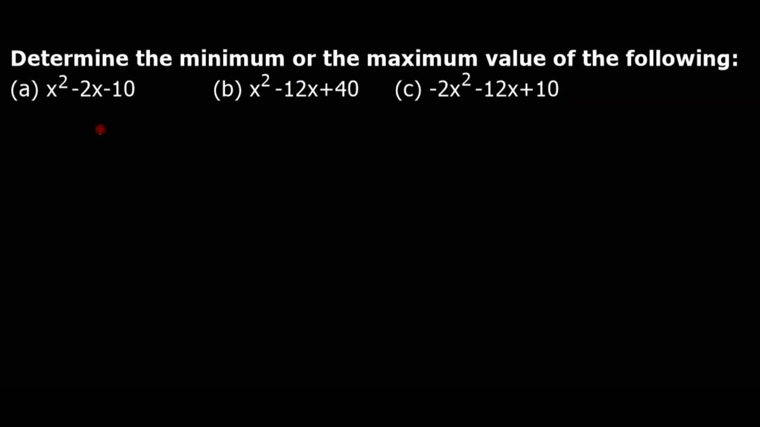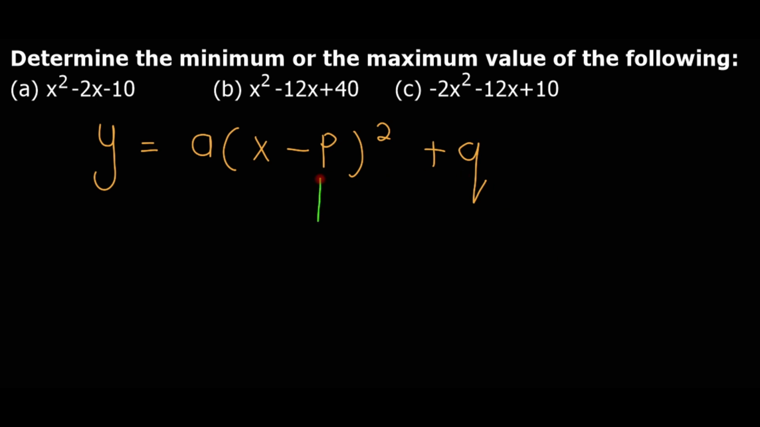Now let's say we have the equation y is equal to a into x minus p all squared plus q. What you should know more: this p represents the x value of the turning point, and this q represents the y value of the turning point.